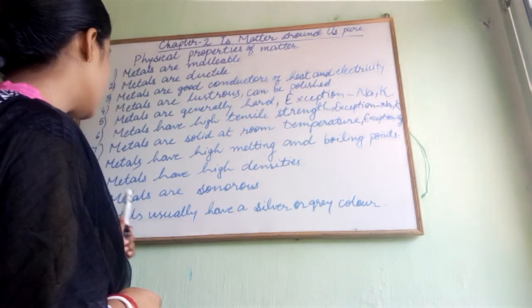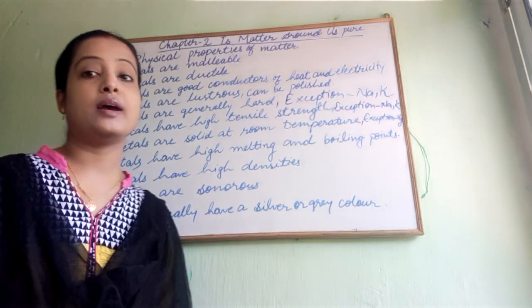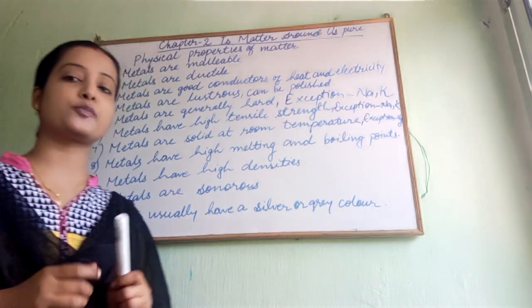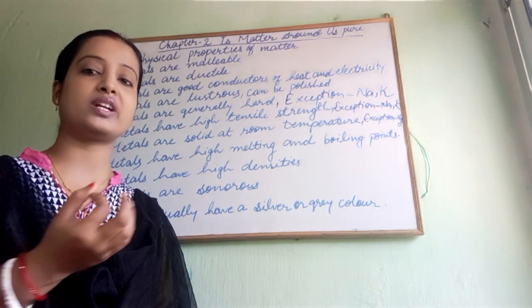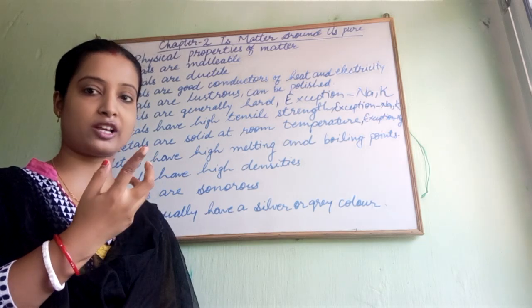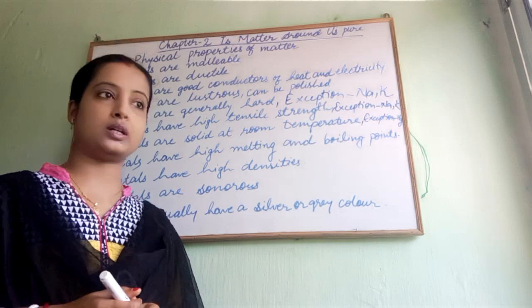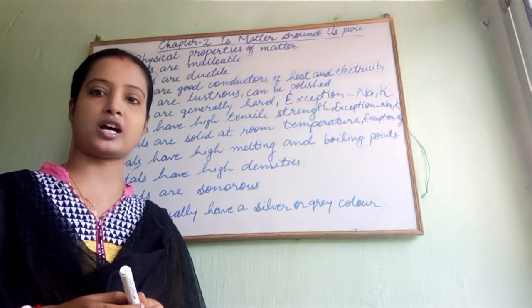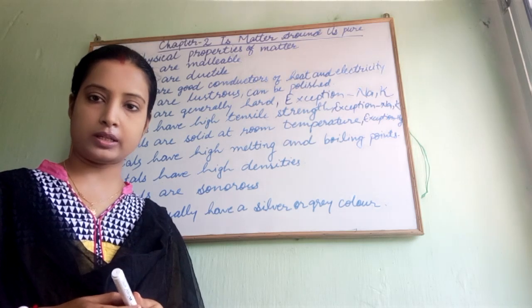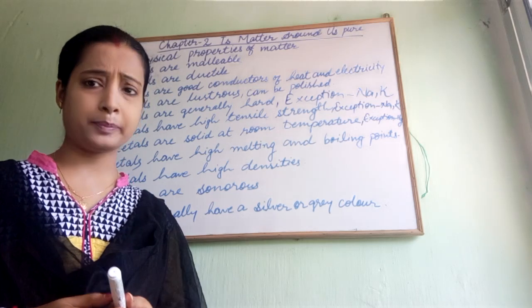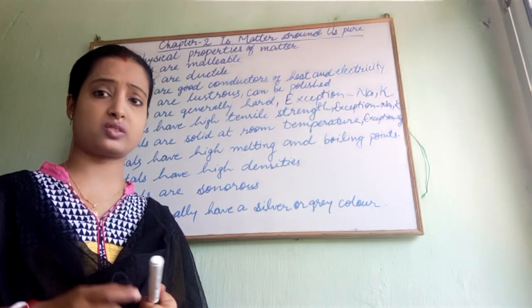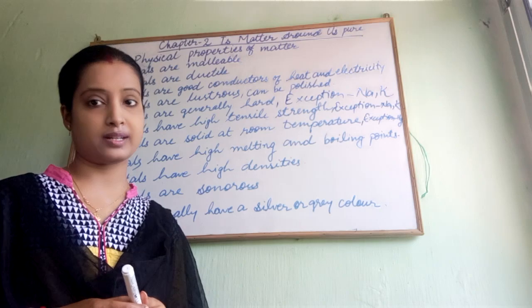Now, the 10th one is metals are sonorous. Sonority means metals produce ringing sound whenever struck on their surface. If you strike on the surface, they will produce ringing sound. That's why metals are used as a bell in temples, and are also used as strings in guitar and sitar, like that.